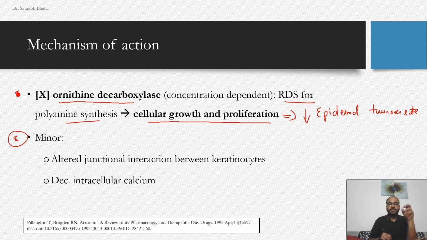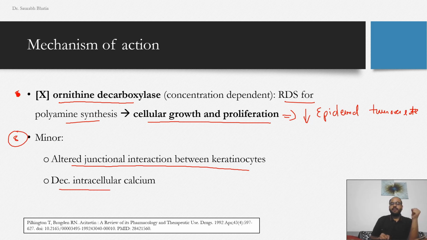Eighth is a minor mechanism of action, that is altered junction interaction between keratinocytes. Now remember, interaction among two cells which are attached together is a very important mechanism of stopping the cell growth. It's one of those mechanisms through which a cell knows that it is not supposed to divide unhindered. If that kind of junction interaction gets wrong, then the cell keeps on dividing. Acitretin stabilizes that so that the interaction between two cells happens properly and the cell knows that it doesn't have to divide so much. And that is how it helps in keratinization disorder.